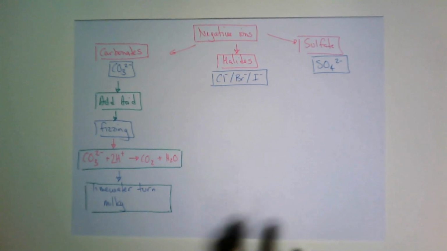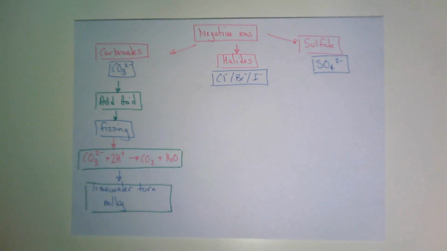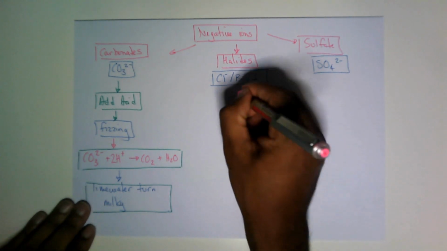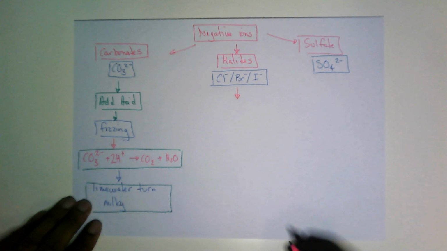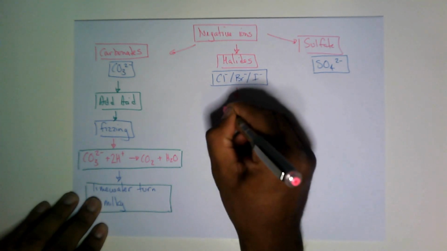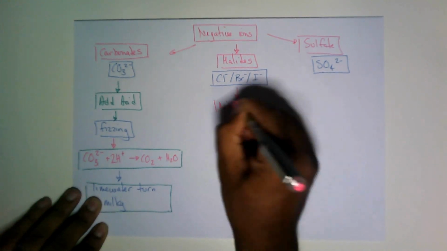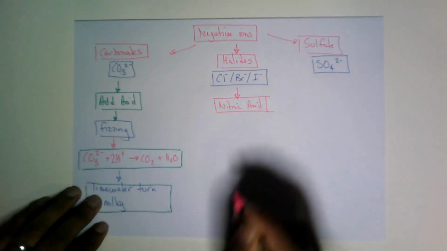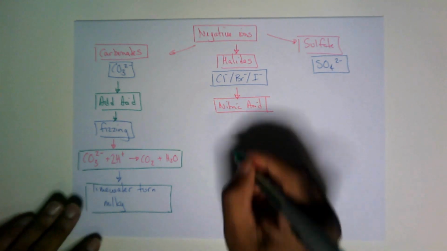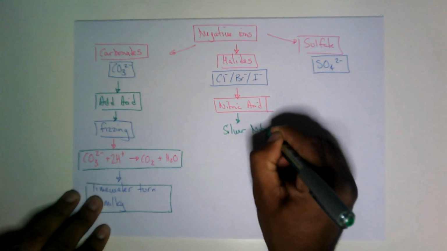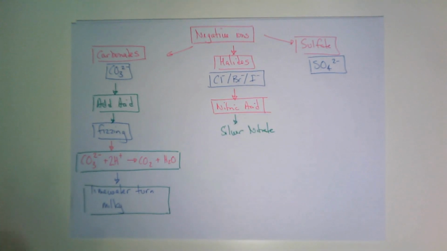Now with the halide ions, what you need to consider is a particular test, which is a silver nitrate test. But before that, what you need to do is get rid of any impurities. So you add nitric acid to it. That gets rid of any impurities that you may have with the halides. And then you add silver nitrate.